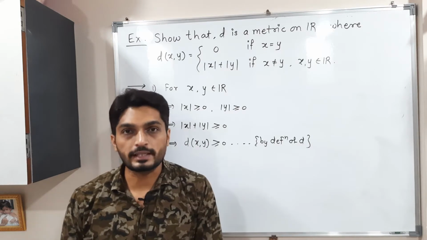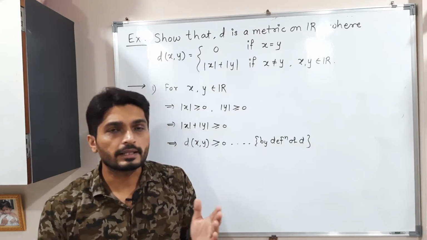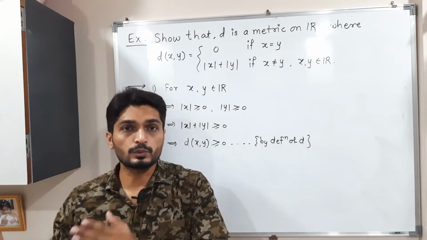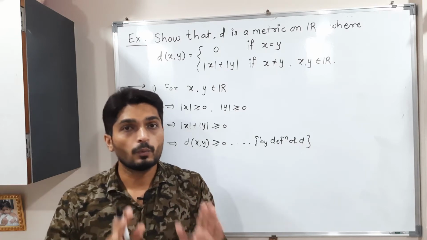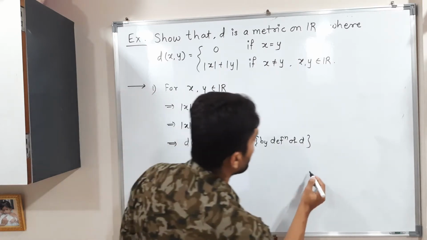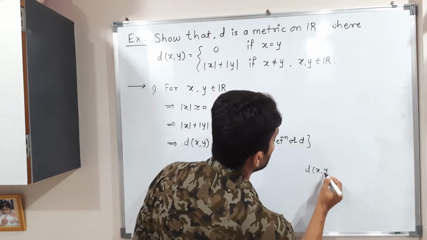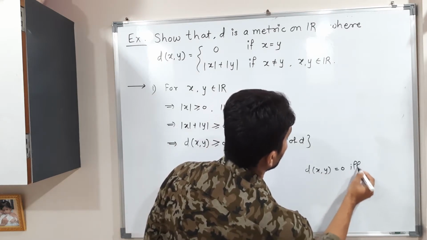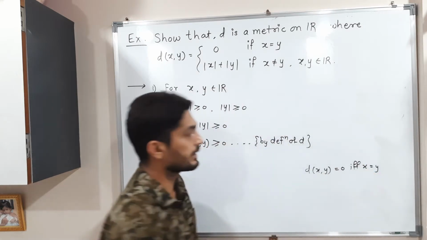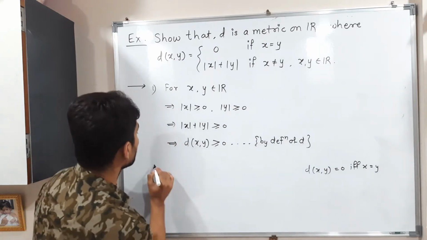So let us go for the second property. What is the second property? Second property, that means D of xy is equal to 0 if and only if x is equal to y. Okay, so if you don't know, I will write here. Second property is D of xy is equal to 0 if and only if x is equal to y. This is the second property. So let us start to prove.